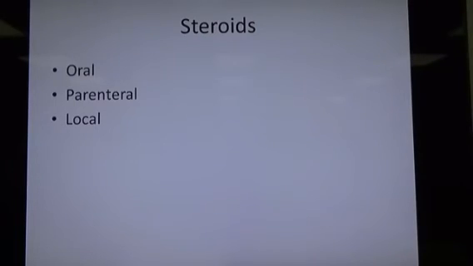They can be used for autoimmune conditions in the oral cavity like lichen planus, you can use in pemphigus. Parenteral you can use in emergency. Hydrocortisone is used for treating any anaphylaxis.